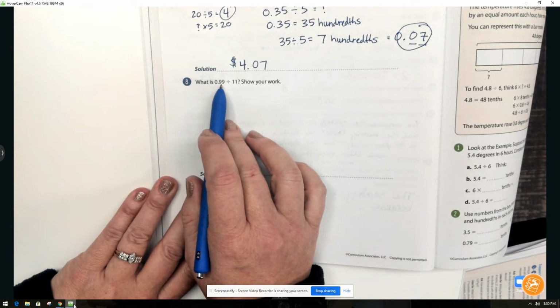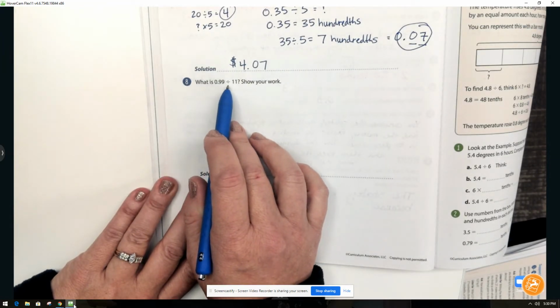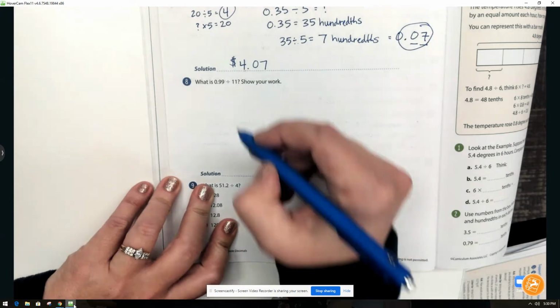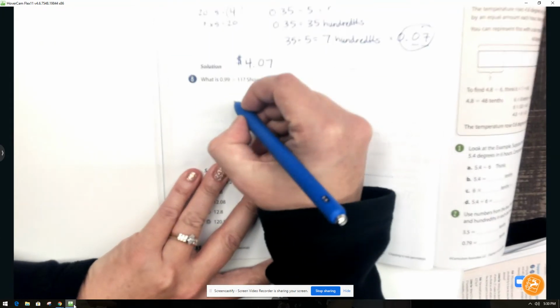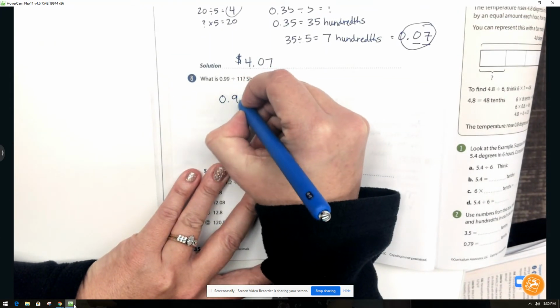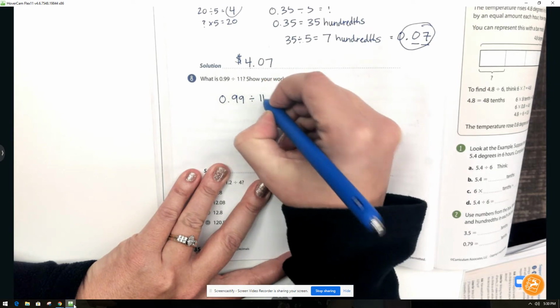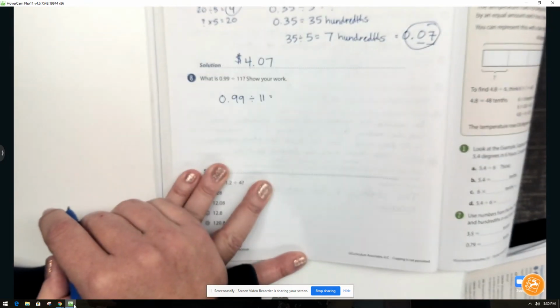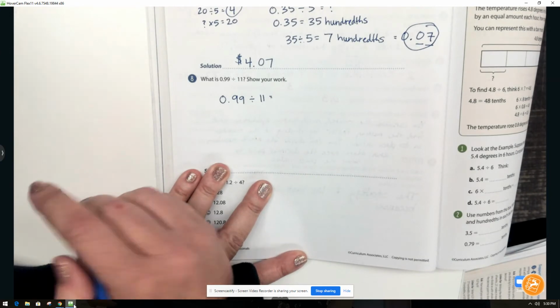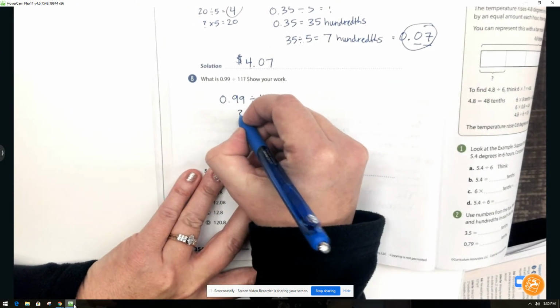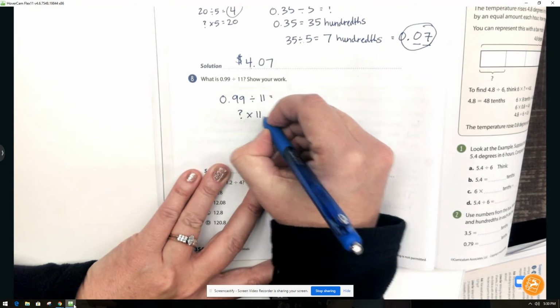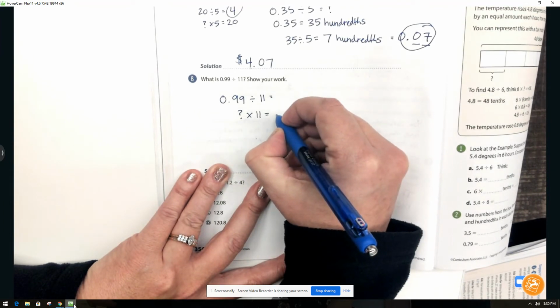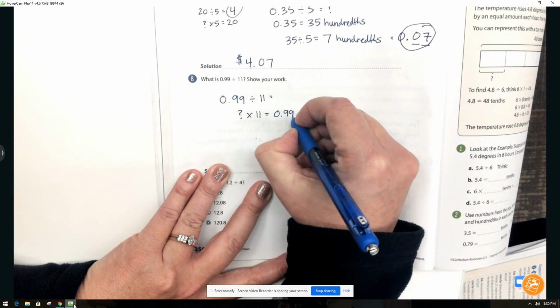It says, what is 99 hundredths divided by 11? So this one is a little bit easier. So we have 99 hundredths divided by 11. So first, let's go ahead and turn that into a multiplication sentence. What number times 11 equals 99 hundredths?